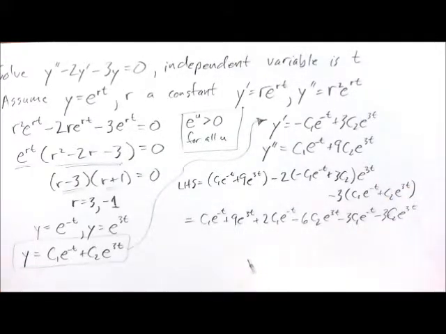And so let's combine like terms. Let's look for the e to the minus t's. We have a c1 e to the minus t. There's 2c1 e to the minus t, so that's 3c1 e to the minus t. And there's a minus 3c1 e to the minus t.